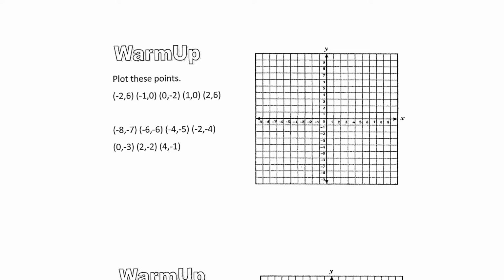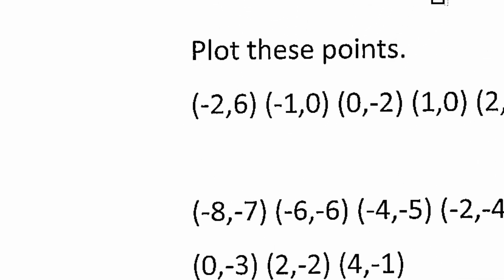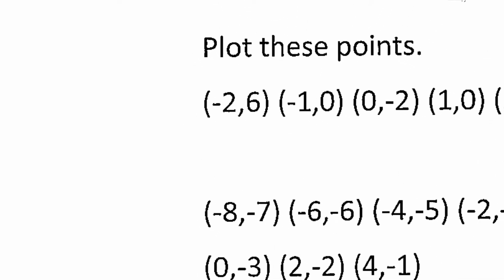Okay, first thing I want to do is just practice plotting points, because sometimes this trips people up. Okay, so on this negative 2, 6, what does the first number tell me in that ordered pair? That tells me my x. That tells me how far left or right I'm going to go, right? And what's the second number? It's my y value, which tells me how far up or down I'm going to go.